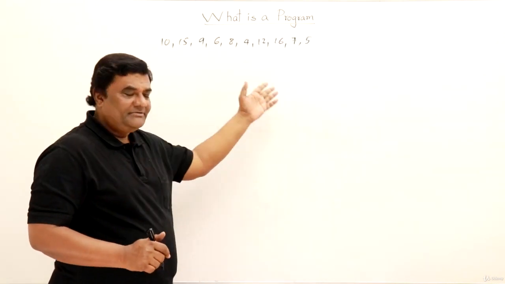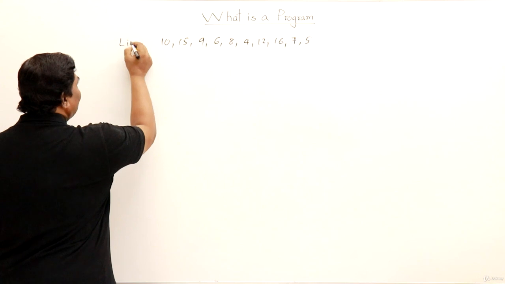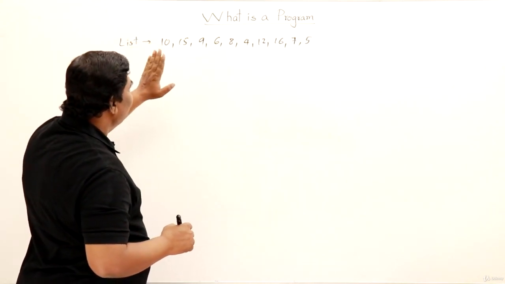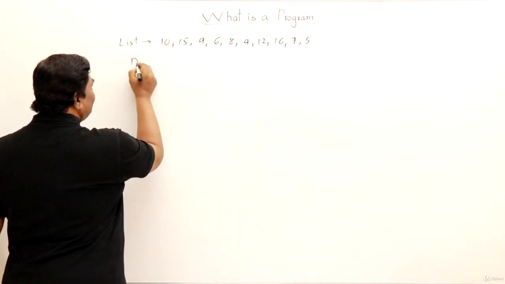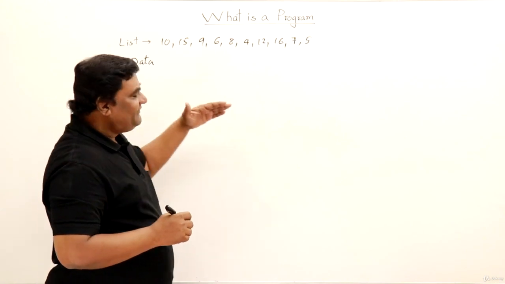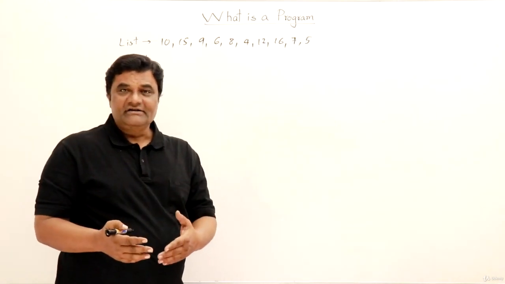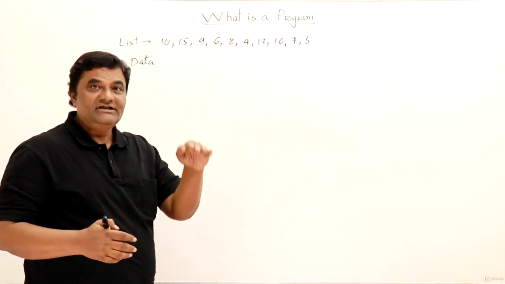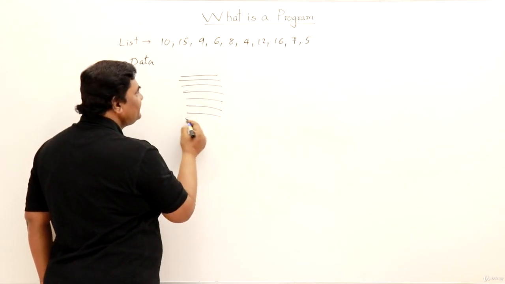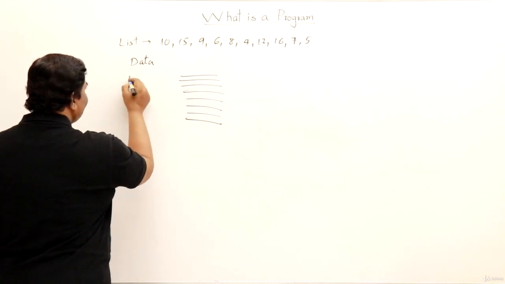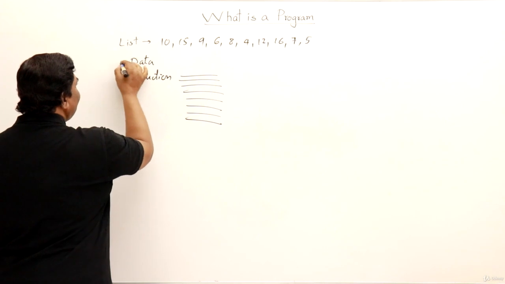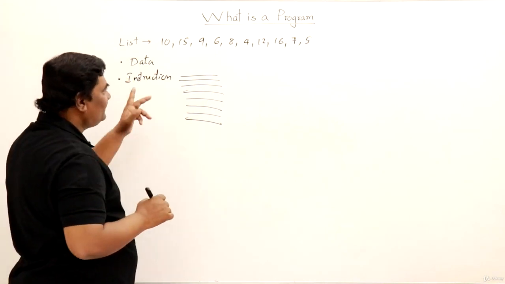Now I have taken a list of numbers. So this is a list of numbers. Let us say the procedure is the same. I want to find the average. So what are these numbers? These numbers are nothing but data. Then for performing the average, there is a procedure, right? The steps involved in that procedure are nothing but instructions. So there are two things now: data and the instructions upon that data.